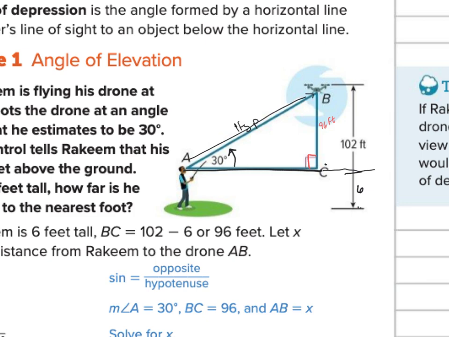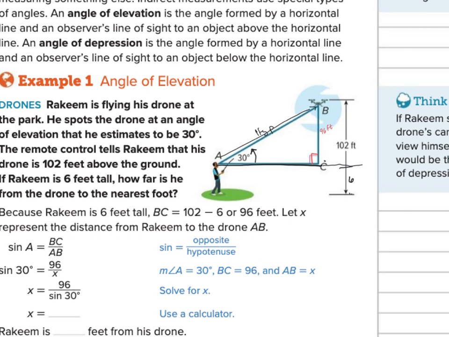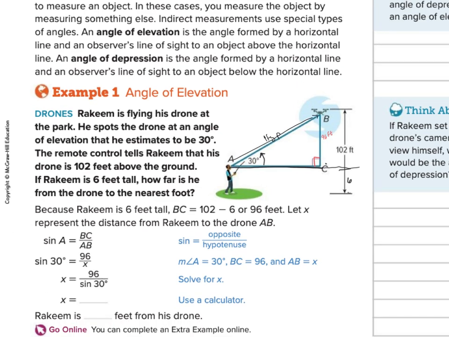So now, looking at that, I have two ratios here. The ratio I can use is the opposite over the hypotenuse. So the sine of 30 degrees is going to be the opposite over the hypotenuse.